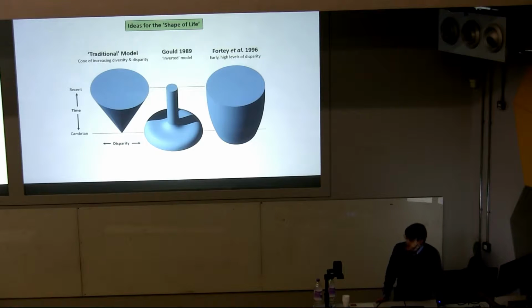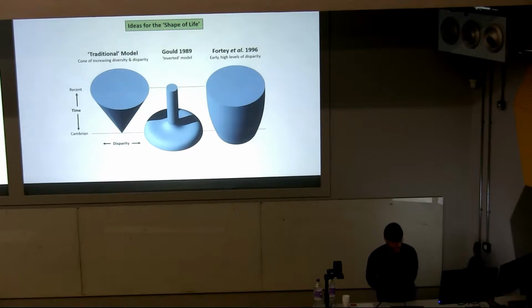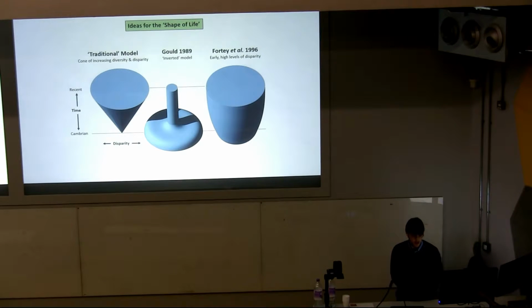Gould proposed an inverted model in which disparity early on in the evolution of clades, particularly of major clades, is much higher than it is subsequently. So this is the idea of a winnowing out of morphological form through time. And then finally, Foote proposed a modified version of that model, where disparity is high early on in evolution, but is maintained at those high levels.